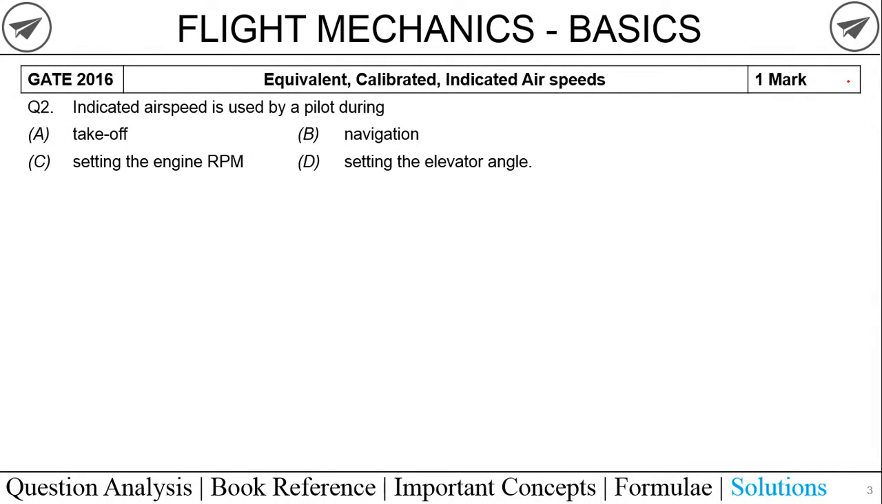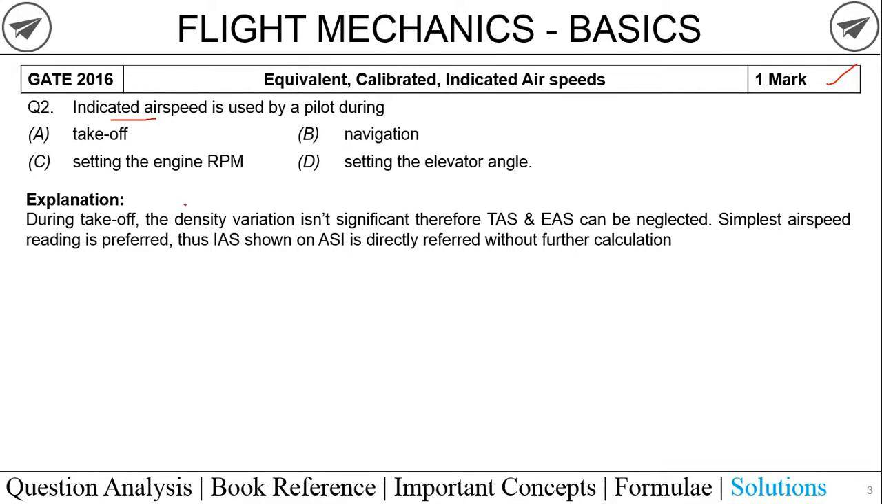Getting to the second 1 mark question from GATE 2016, they are basically asking the indicated airspeed is used by a pilot during. So they are asking the purpose of an IAS or indicated airspeed. The options are takeoff, setting the engine RPM, navigation, setting the elevator angle. So solving this question, during takeoff, we know that the density variation isn't significant because the altitude variation is not high during takeoff. So therefore, TAS and EAS can be neglected.